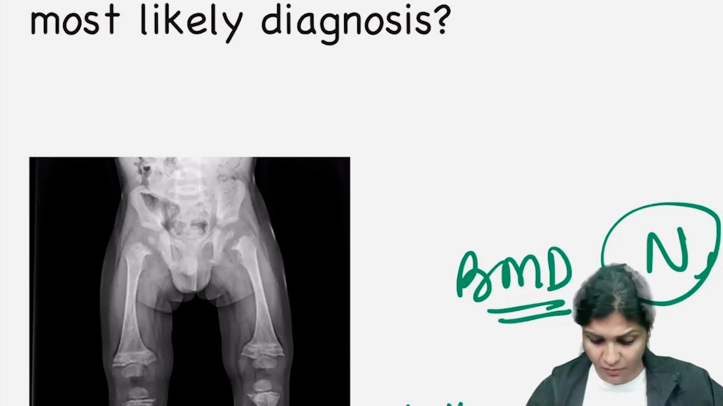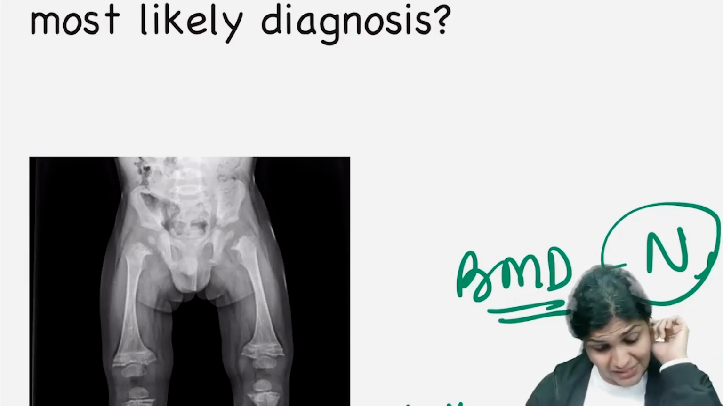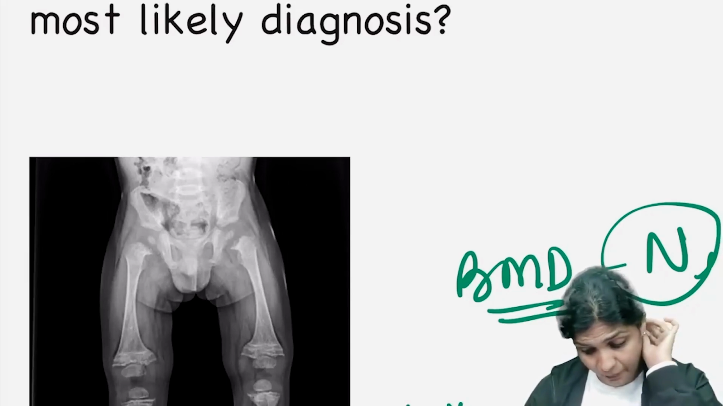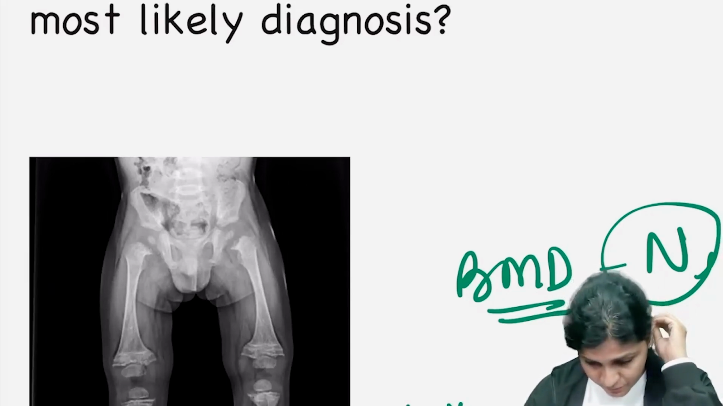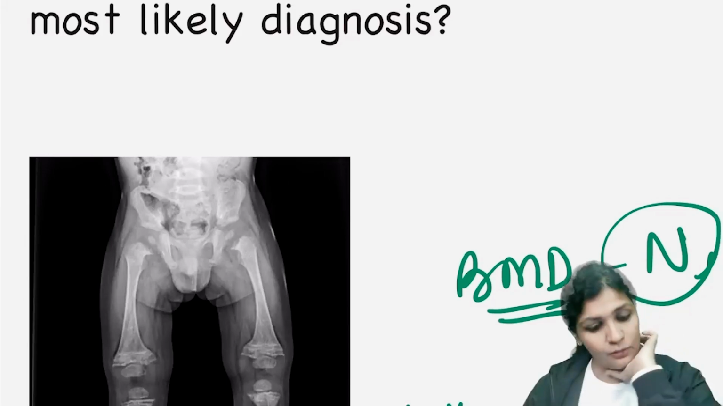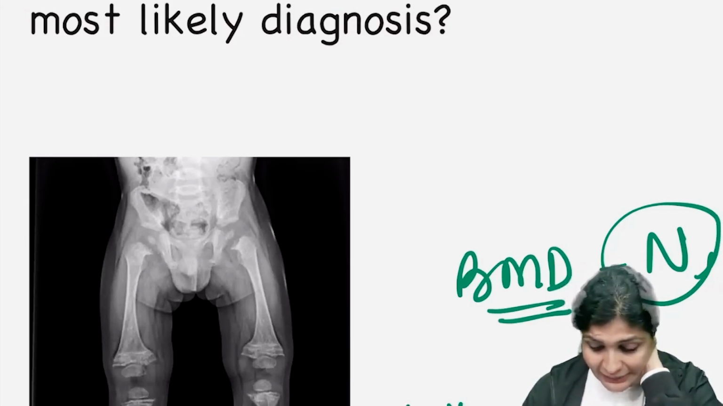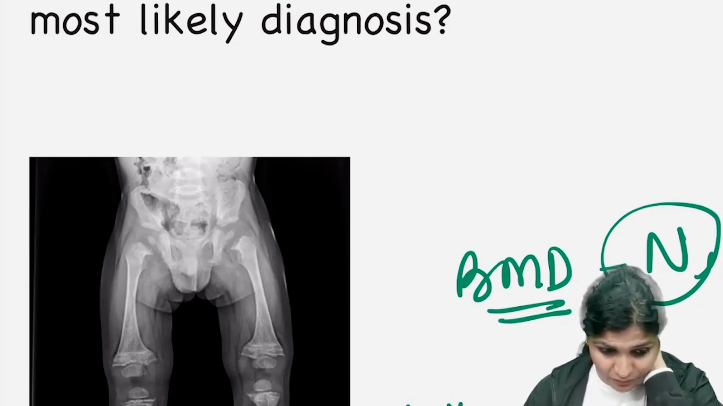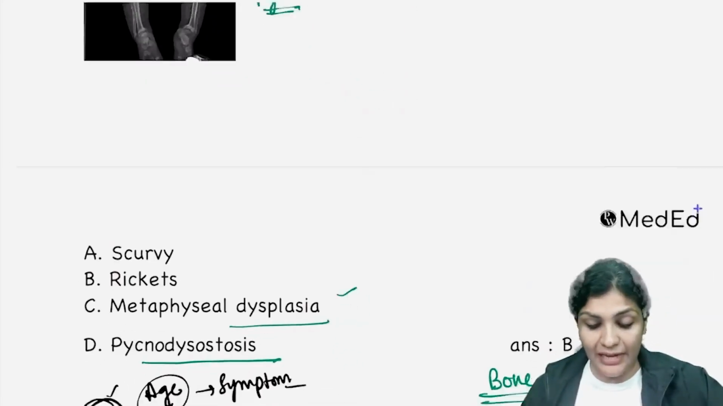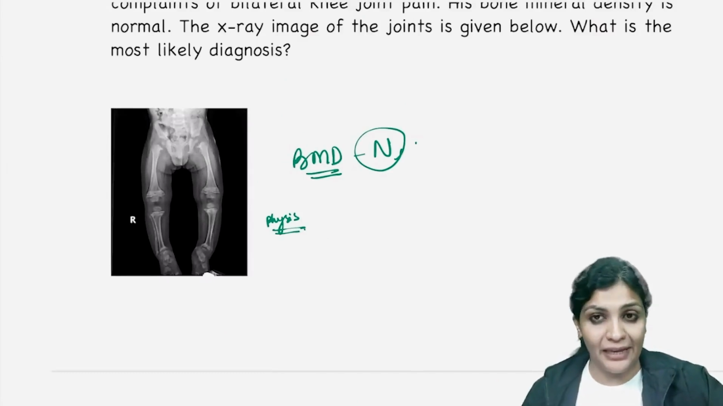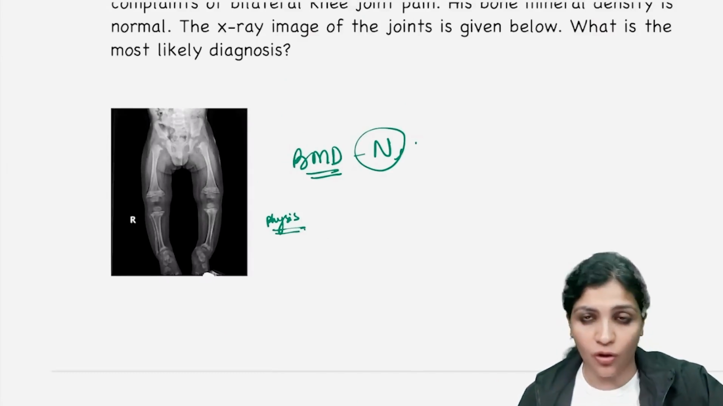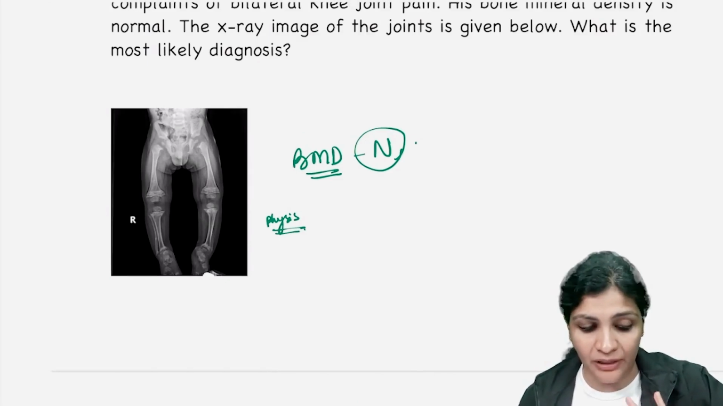The question says pain in knees. What do you want to tell, Nishchay? I didn't understand, but in the question it says pain in knees. Yeah, the answer here is actually not rickets, it is scurvy only. For rickets, you have to see cupping, fraying and splaying. These are the terminologies, or you have to see a lot of lucency around the knee joint.